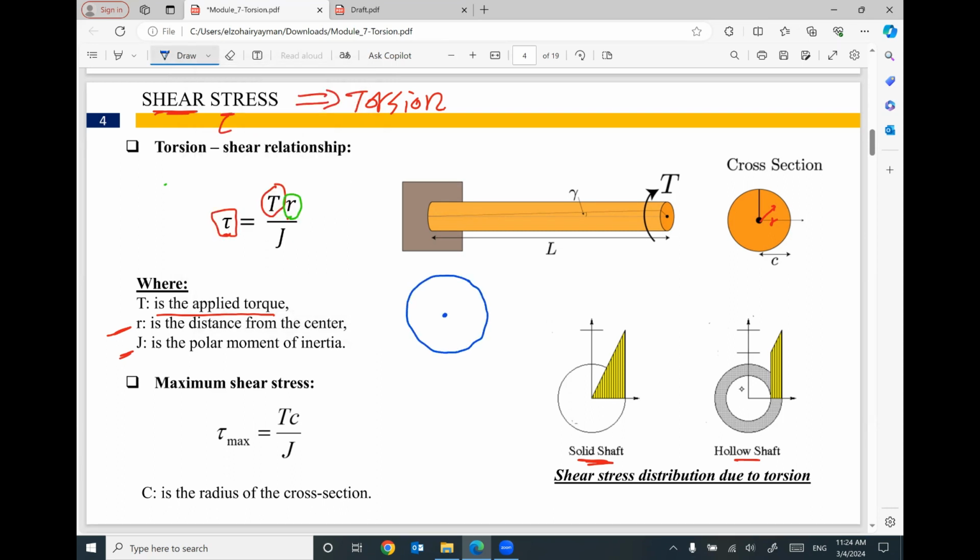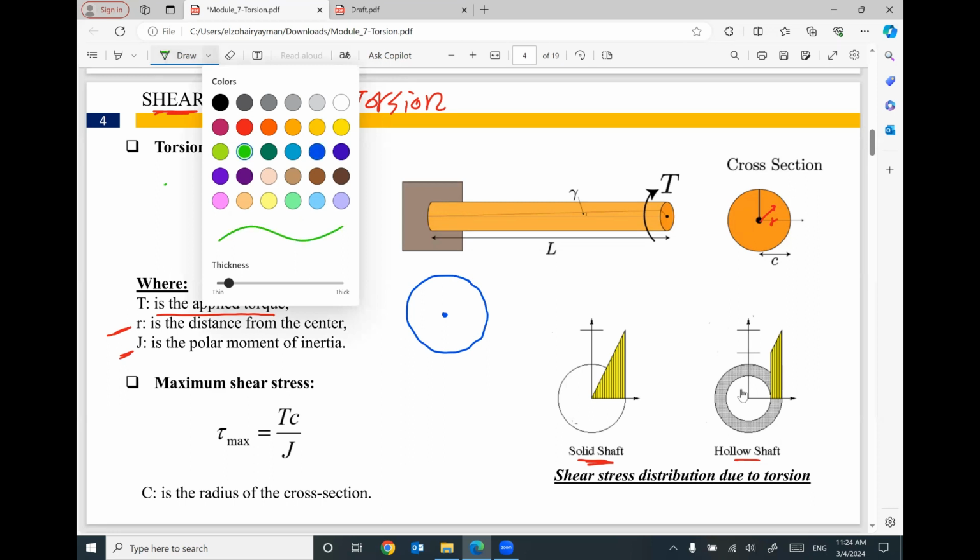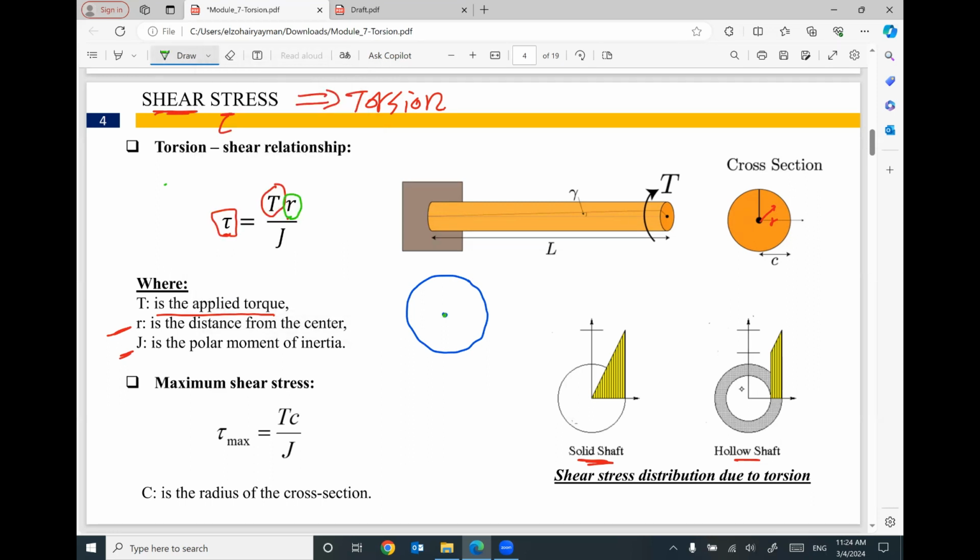So here is the center. If you look at this center, the value of R will be 0. Then the value of R increases. We have a bigger value of R. We have the biggest value of R, which equals C. So capital C represents the radius of the cross section. So if you move away from the center, we will have a bigger value of shear stress because we will have a bigger value for R.